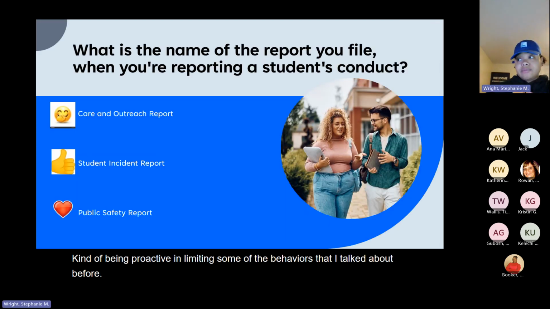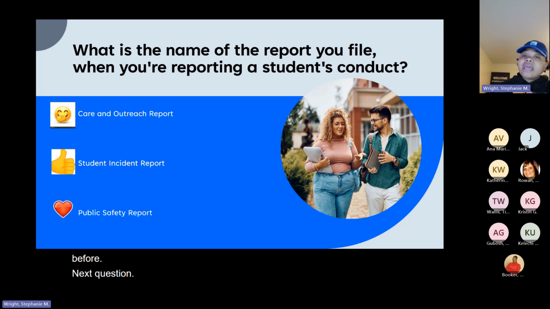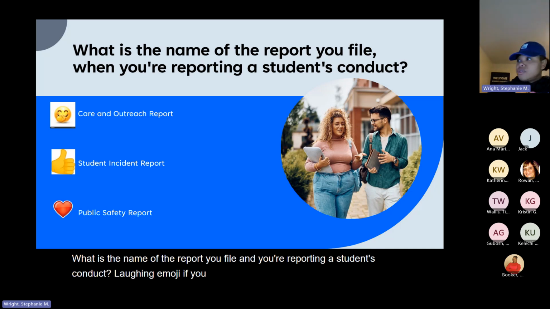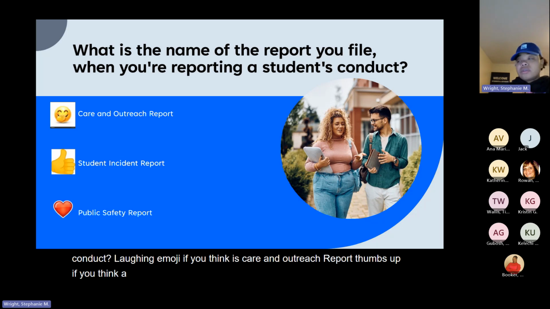Next question. What is the name of the report you file when you're reporting a student's conduct? Laughing emoji if you think it's care and outreach report. Thumbs up if you think it's student incident report. Heart if you think, okay, I see the thumbs up. Yep. Or heart if you think it's public safety.